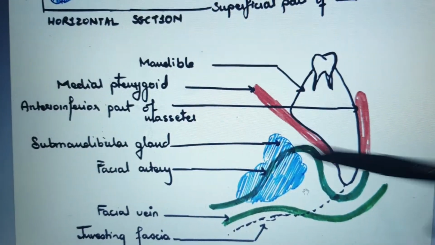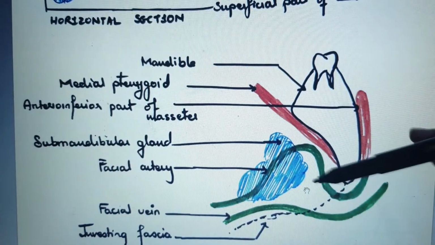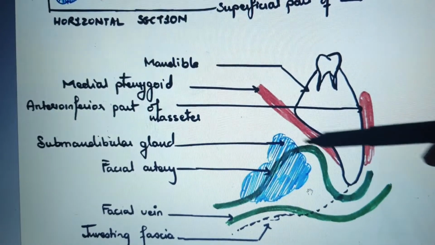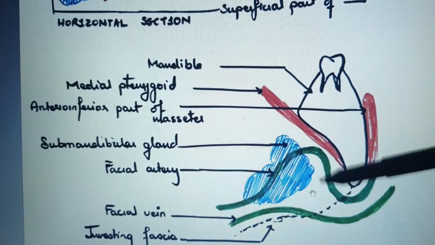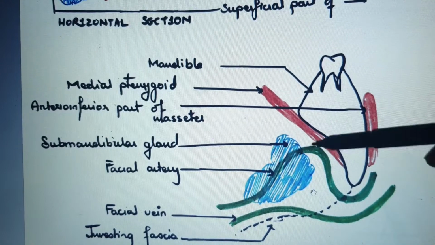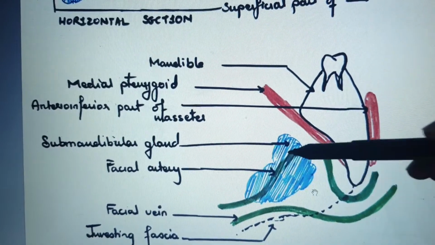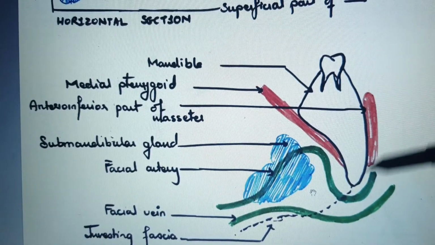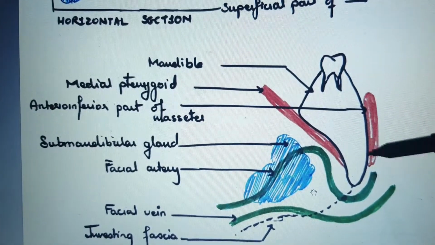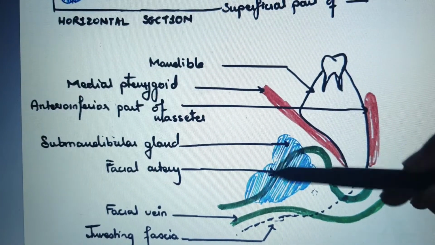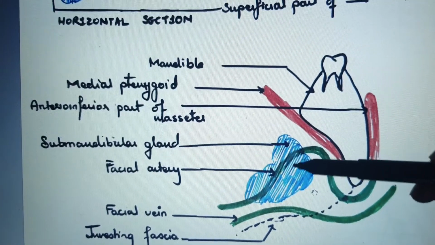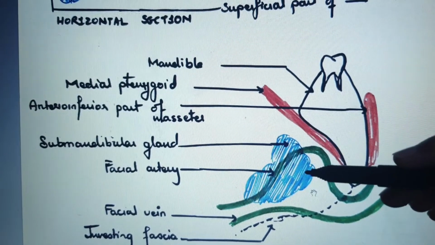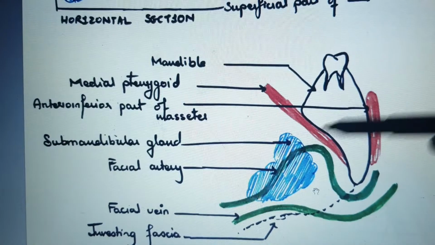Now there are three main components in this diagram to be noted. First is the artery, that is the facial artery. It is tortuous and gives an S-shaped bend with two loops. This facial artery is palpable on the base of the mandible at the anterior inferior part of the masseter muscle. This facial artery arises from the external carotid artery just above the tip of the greater cornu of the hyoid bone. You can appreciate this in this diagram.